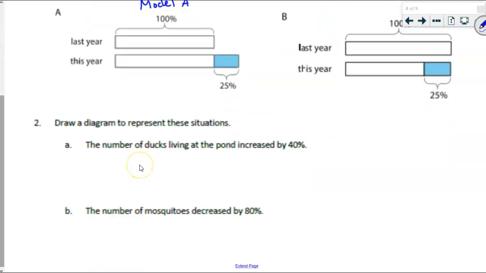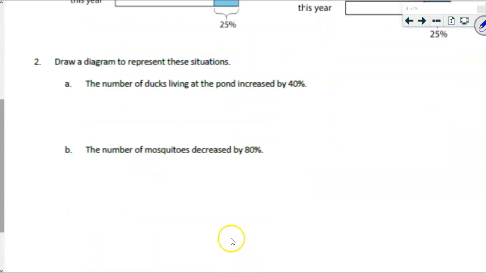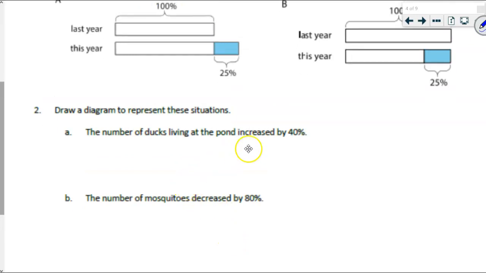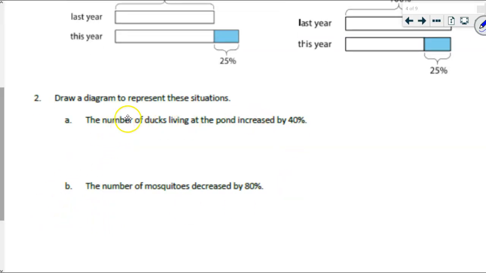So now your turn, draw a diagram similar to the ones that you see above. Draw a diagram to represent these 2 situations. The number of ducks living in the pond increased by 40%. Draw another diagram for the number of mosquitoes decreased by 80%. I would love for the number of mosquitoes to decrease by 80%. That is a win for humanity, I tell you what. Okay, we're gonna pause the recording and I want you guys to work on those diagrams. We'll come back together in just a few.